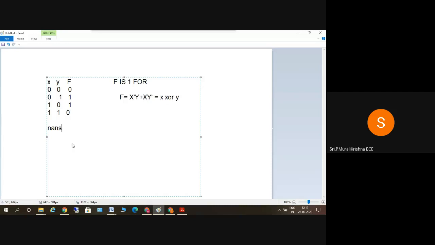Now I'll take the NAND operation. Tell me the truth table for this NAND gate. It is the opposite of the AND gate. So first of all, write the inputs 0 0, 0 1, 1 0, 1 1, and the outputs are 1, 1, 1, 0. So this is the property of the NAND gate, the opposite of the AND gate.